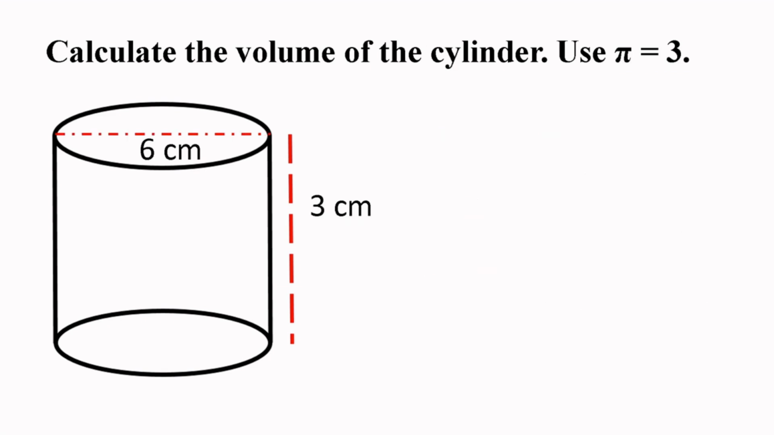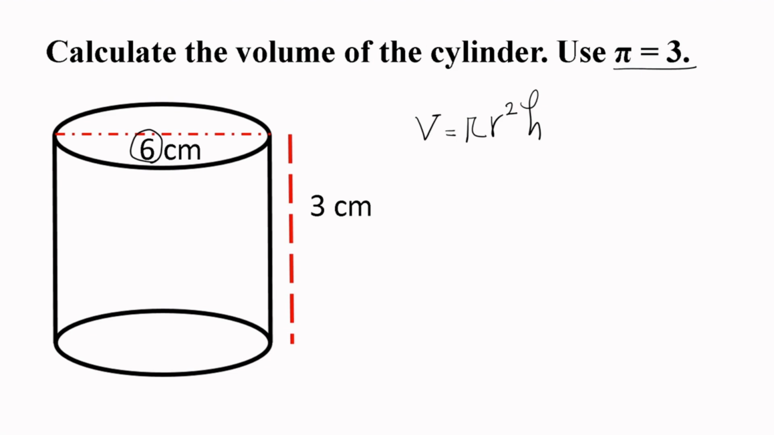Here we have another example, and we want to calculate the volume of the cylinder. And the question says again that we can use pi is equal to 3. I'm going to write the formula. V is equal to pi r to the power of 2 h. What is the difference between this example and the previous one? As you can see, in this example, the question gave us a diameter, but in the previous one, the question gave us the radius. Okay, what should I do in this case?